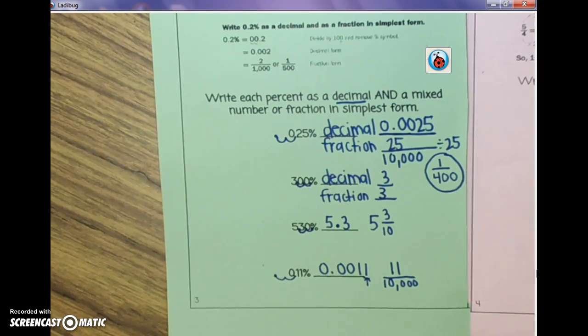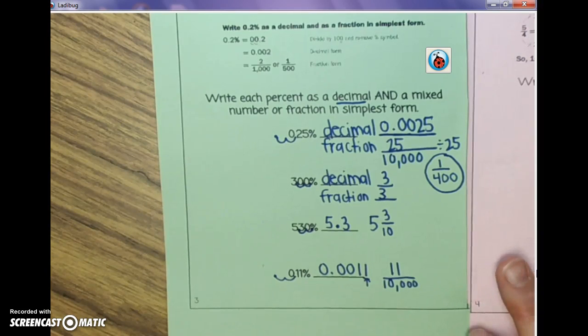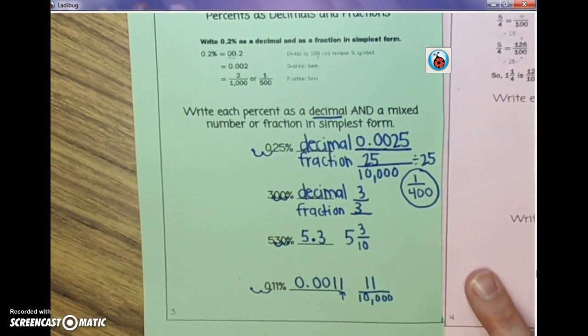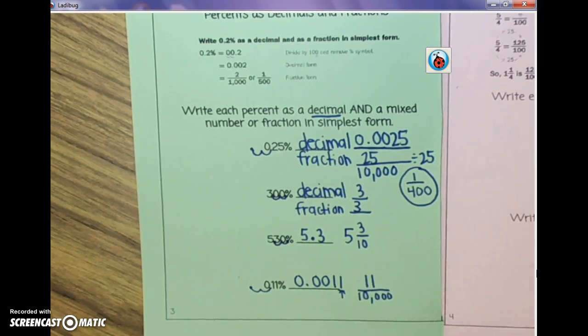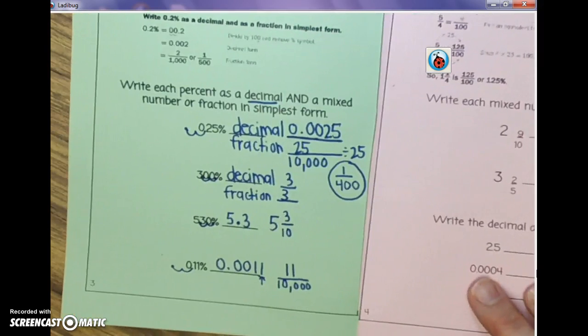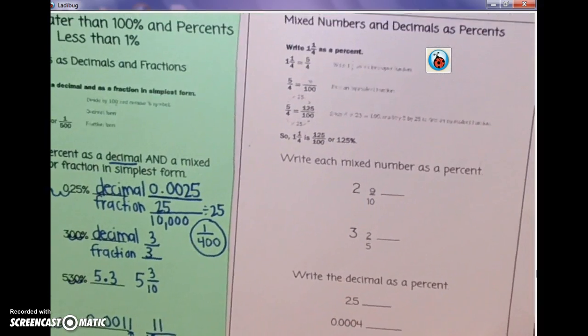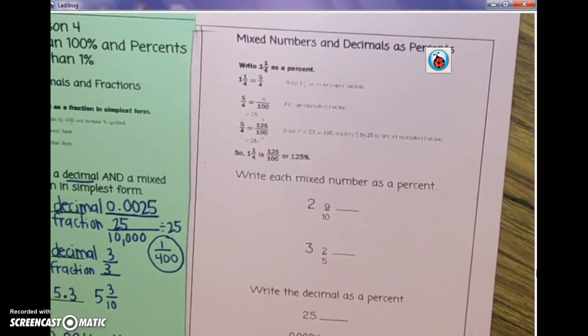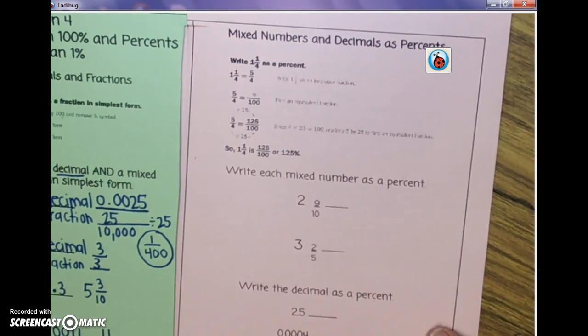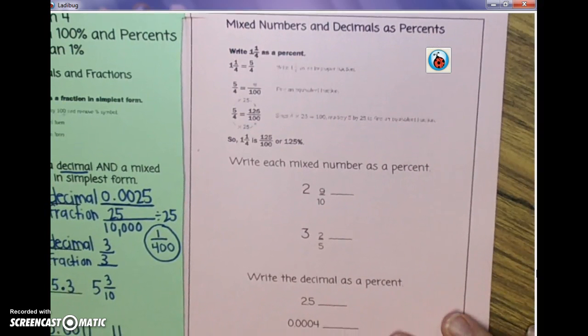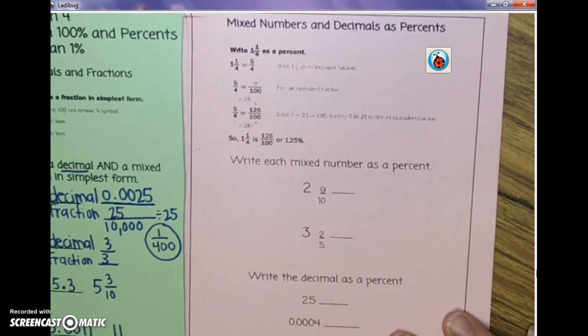So in some of your questions, it might ask you to find two things, just like I've been asking on the board when you walk in. It's pretty much what we've been doing though, right? So I'm not adding really that much more. On this side, we're going to write fractions as percents and decimals as percents.